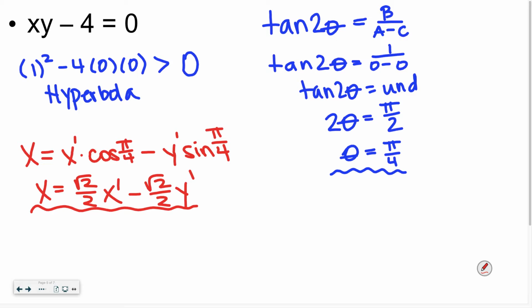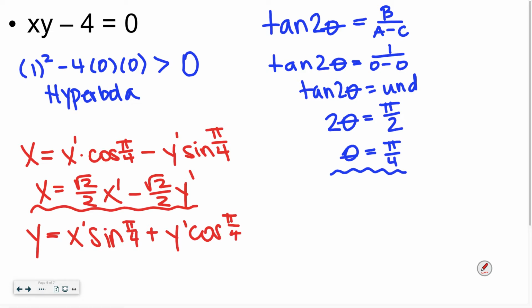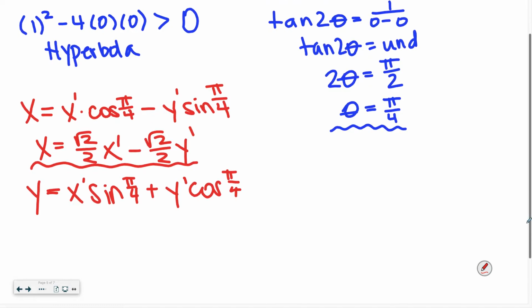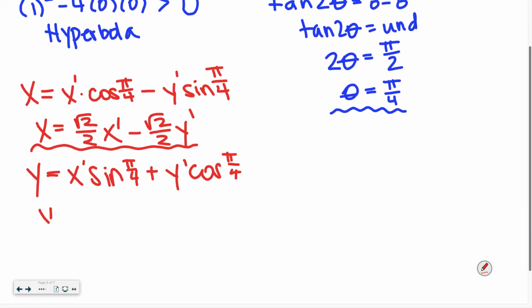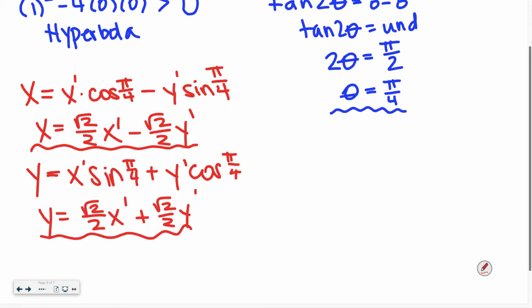Okay. Our substitution for y is x prime sine of theta plus y prime cosine theta. So notice how the sine and cosine flip-flop, and x has a subtraction, y has addition. Okay, so their formulas are pretty close to each other. Okay, all right, so our y substitution is going to reduce to radical 2 over 2 x prime plus radical 2 over 2 y prime. Okay, 4 points right there on a test question.